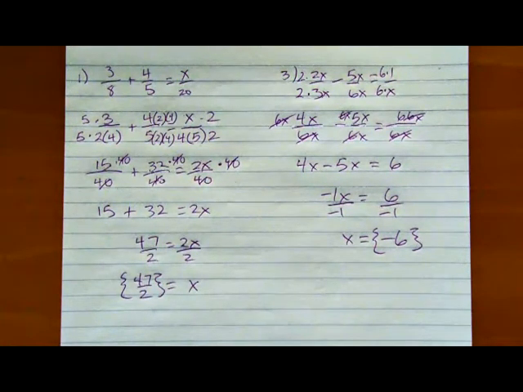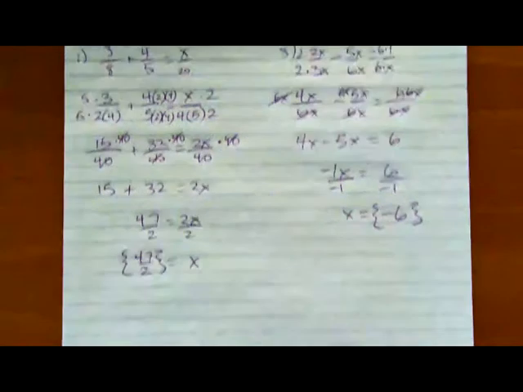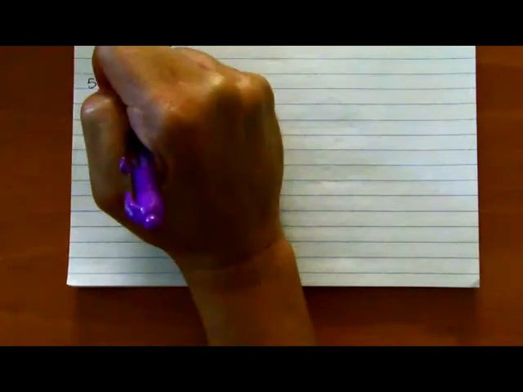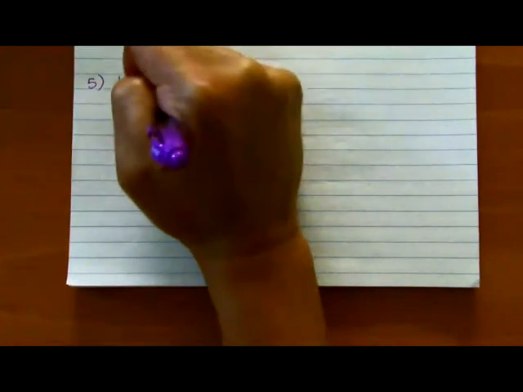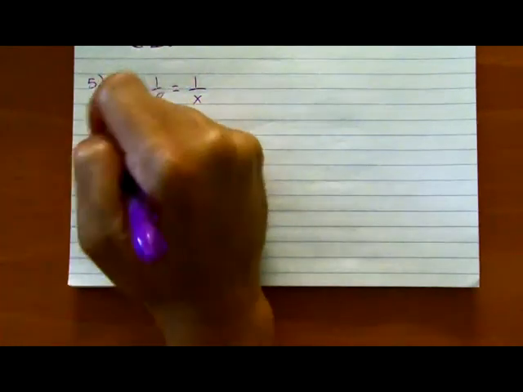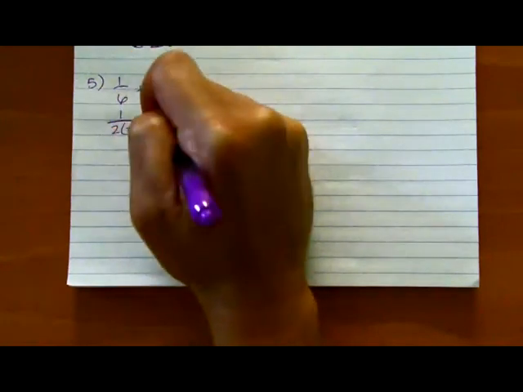Number 5. Number 5 says 1 over 6 plus 1 over 8 equals 1. I'm going to use x instead of t. We need to get the same denominator. Okay. Here, I'm going to split this up. 2 and 3. This is 2 and 4.